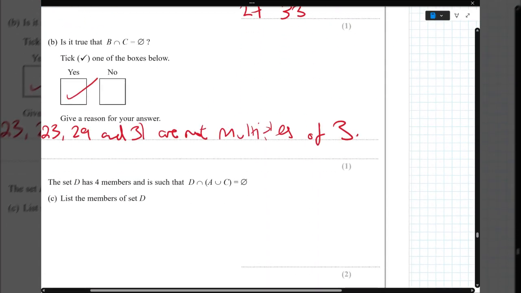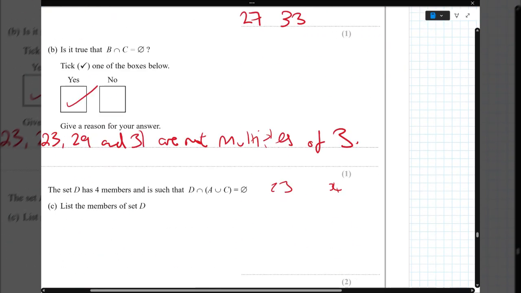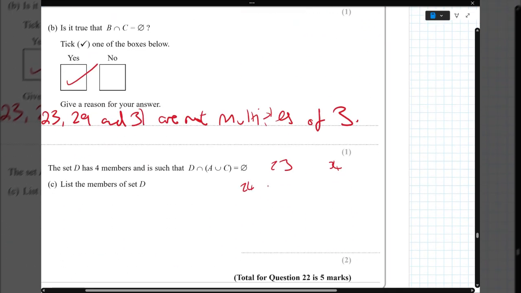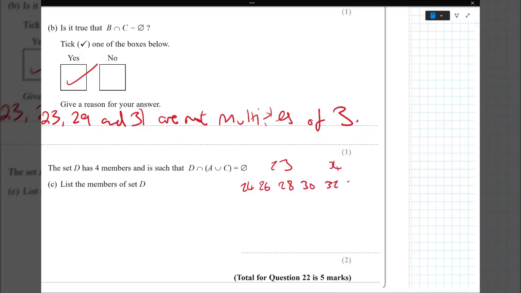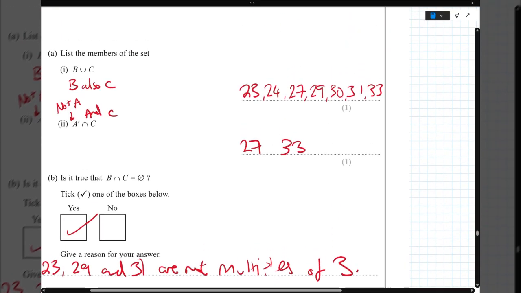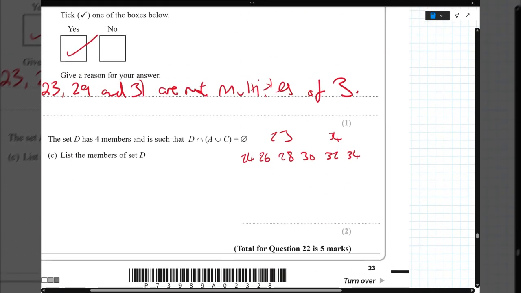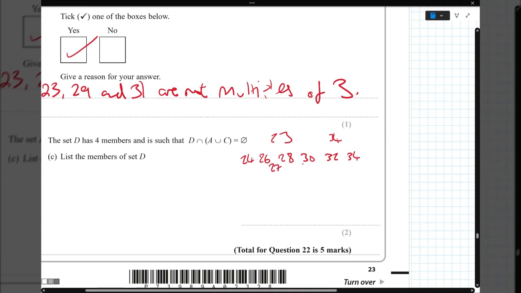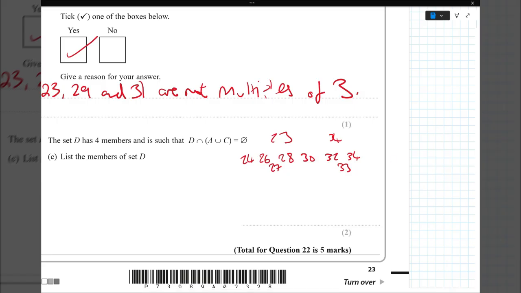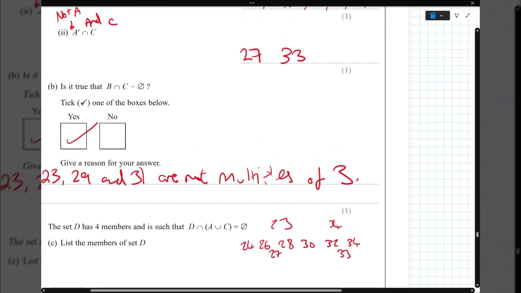So we start at 23, end at 34. This is hard having to keep scrolling up. A is even numbers, so it's going to include 24, 26, 28, 30, 32, 34. And then C is the multiples of 3. 27 is included. 33 is included. So D is going to be any numbers that are not included in here, because D intersection A union C is going to be numbers that are not in there.